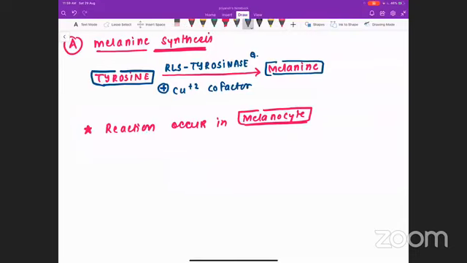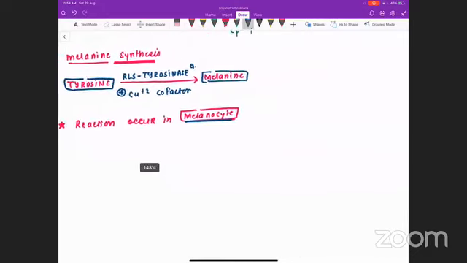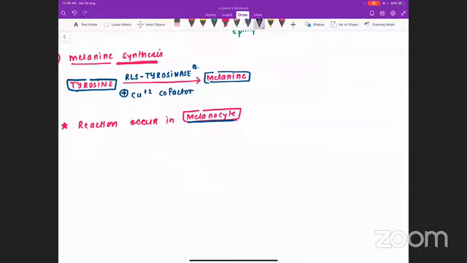If they ask you where these melanocytes are found, let me ask you a simple histology question. How many layers are there in the dermis?